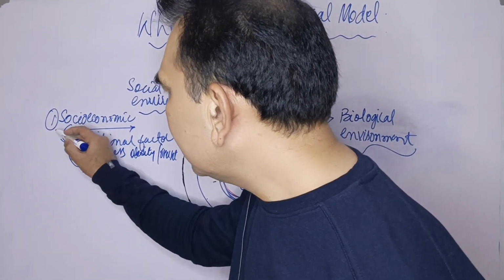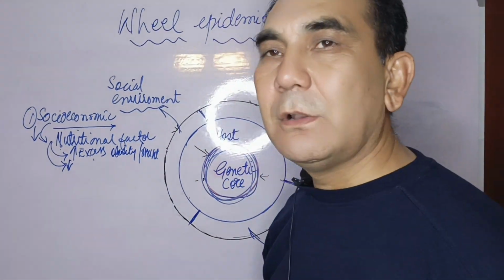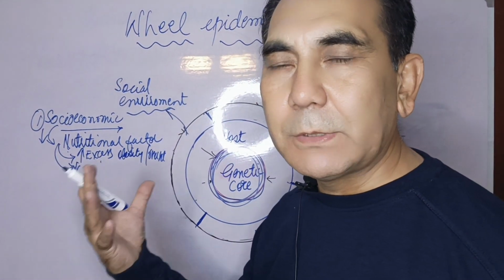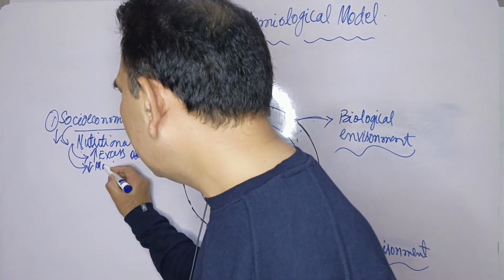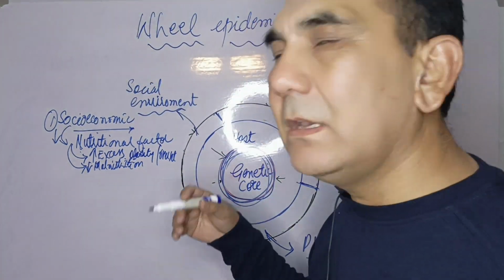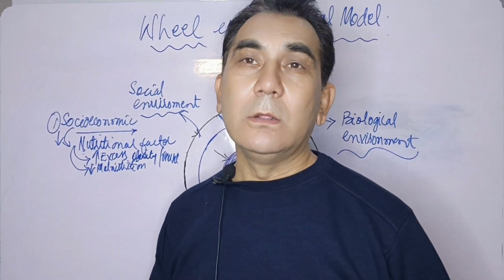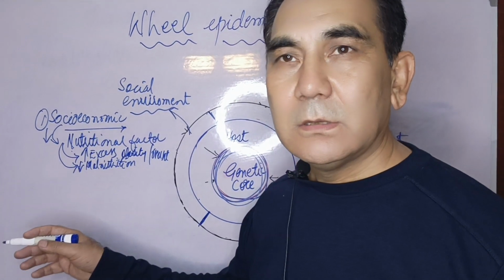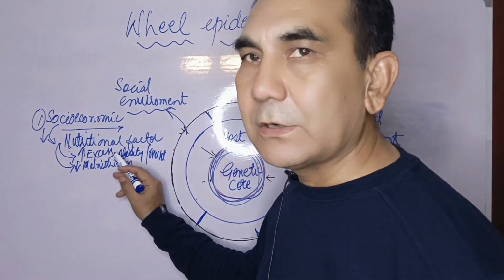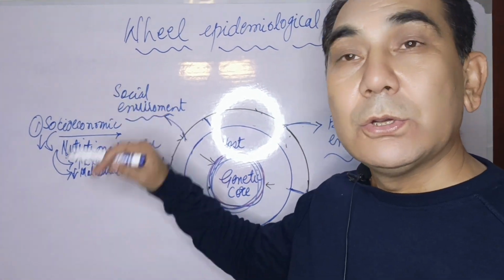Okay, now due to low socioeconomic and social environment, definitely it decreases the nutritional factor. When nutrition decreases in a particular population and particular community, it leads towards malnutrition. It causes malnutrition diseases, just like marasmus, kwashiorkor, stunted children, and low birth weight babies. These are the MMR and iron deficiency anemia. These are the nutritional factors which are related with the socioeconomic, and the socioeconomic is part of the social environment.